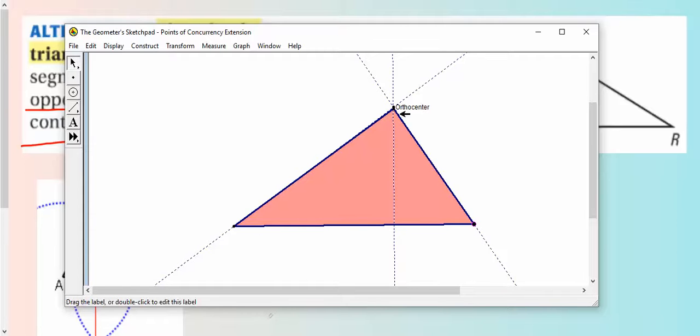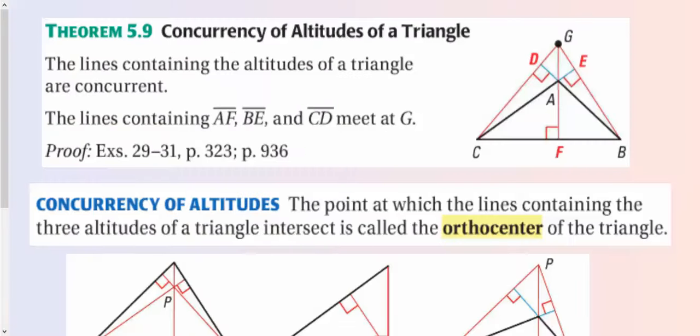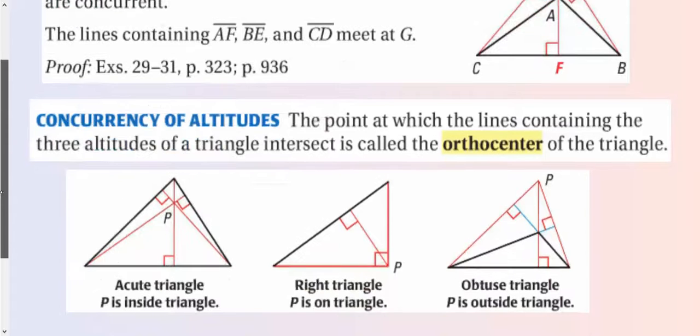For the right angle part, the altitude is actually the side itself. So you're going to see here, this altitude is the side of the triangle itself, and that one there. And that's why it lies right on the vertex, because it's going to be perpendicular. So that's kind of a neat fact. And you're going to notice here the theorem says that the lines containing the three altitudes meet at point G. All this is saying is the altitudes of a triangle are concurrent. That's it. There's nothing special about it.